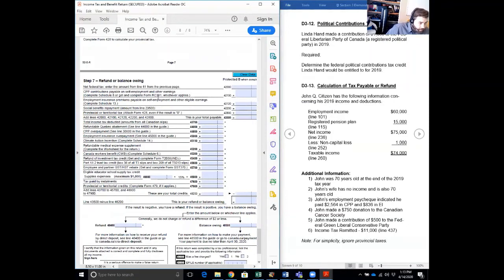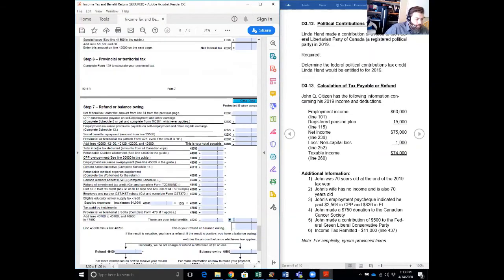Finally, we calculate our refund or balance owing. These amounts are important. They make a lot of sense because we have tax deducted from our paychecks already. So the tax deducted from our paychecks is going to go into this slot here, this 43,700 right there. Total income tax deducted.